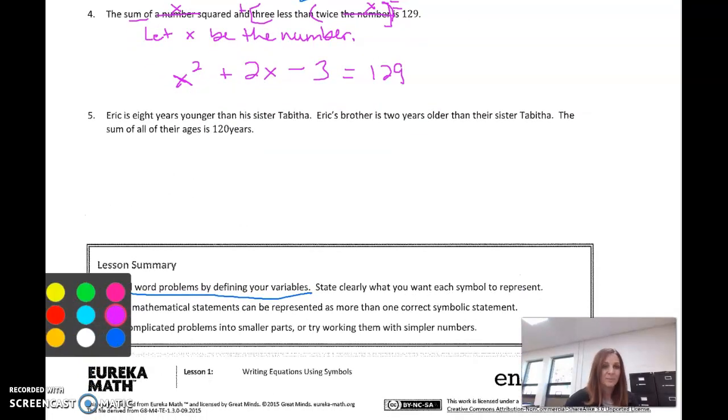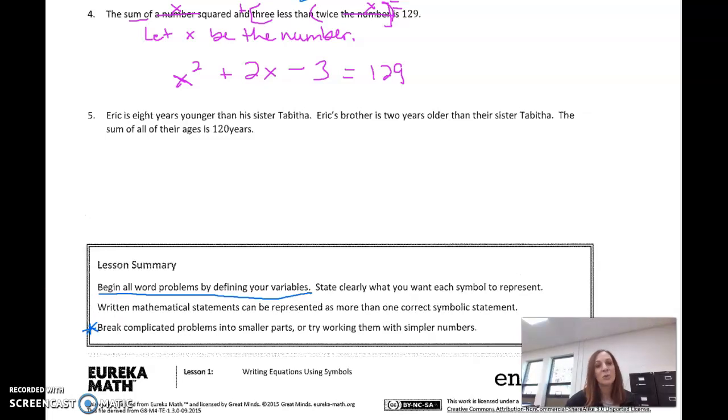All right, last example. Pay attention to this one. You probably will see this again very soon, or a similar problem. Eric is 8 years younger than his sister Tabitha. Eric's brother is 2 years older than their sister Tabitha. The sum of their ages is 120 years. Okay, so notice we're comparing Eric and his brother to Tabitha.